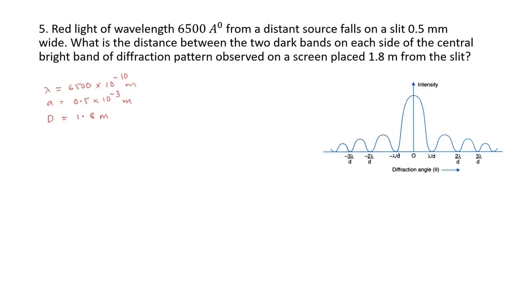So what are we asked to find? We are asked to find the distance between the two dark bands on each side of the central white band. When we plot our intensities, this whole thing is our central white band. These are our first dark bands on either side. What we are asked to find is the distance between these two points, which is nothing but the width of the central maxima.